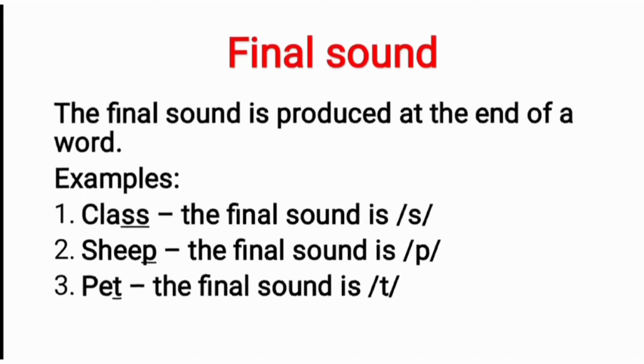Final sound. The final sound is produced at the end of a word. Here are examples. Class. The final sound is S. Sheep. The final sound is P. In pet, the final sound is T.